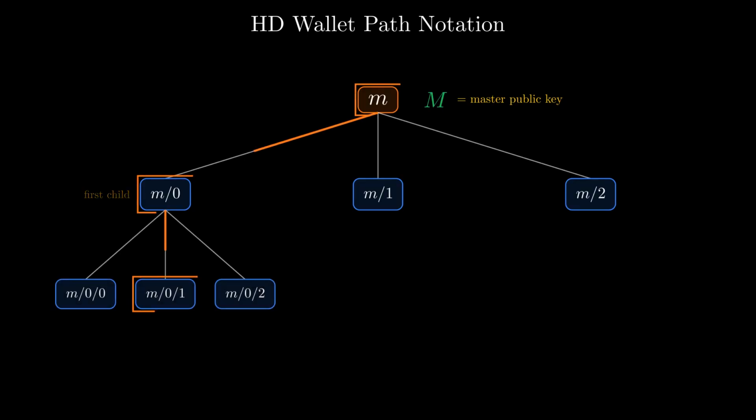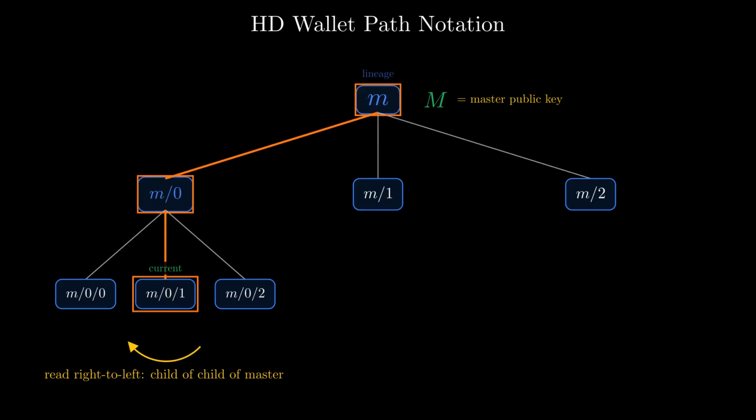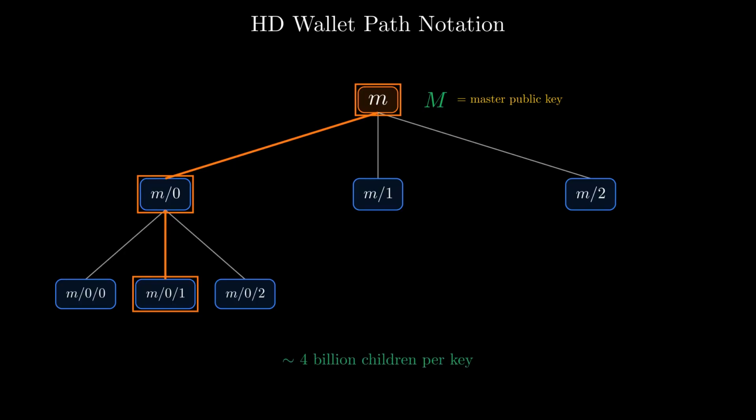M/0/1 is the second grandchild of that first child. Read paths right to left as ancestry. The rightmost number is the current key. Everything to its left is its lineage. Each extended key can spawn roughly 4 billion children, and the depth is unlimited. Enough addresses for every customer Gabriel will ever have.